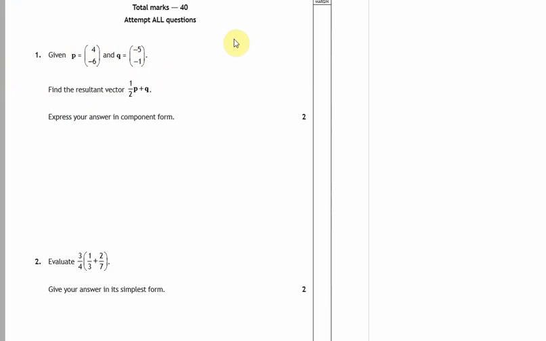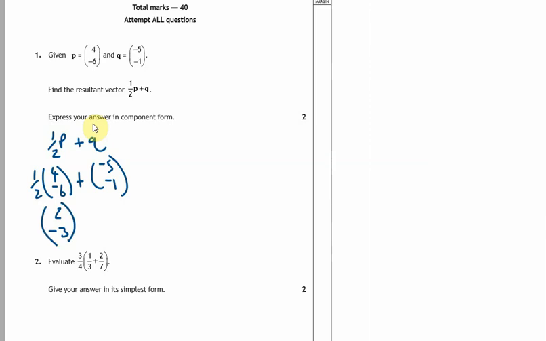Okay, well, when we add vectors, we just add the components linearly, if you want to call it that. So we'd add this line, then add this line together. So half P plus Q, you could rewrite that as a half times P, which is 4, minus 6, plus Q, which is minus 5, minus 1. Maybe the first thing we should do is half vector P. So that's going to be 2 and minus 3. Okay. Plus minus 5, minus 1.